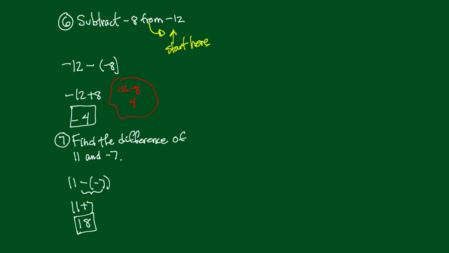Now I could see this on the number line. If I look at the number line, here's 0, here's 11, here's negative 7. How many units are there between negative 7 and 11? Well, there's 7 here, and there's 11 here, so altogether there are 18 units.